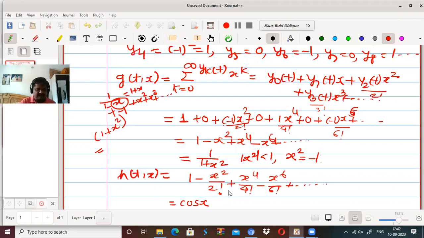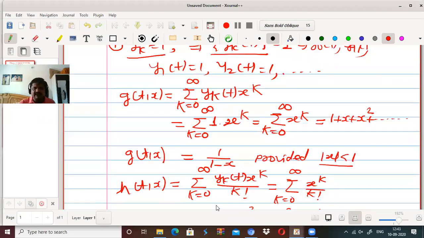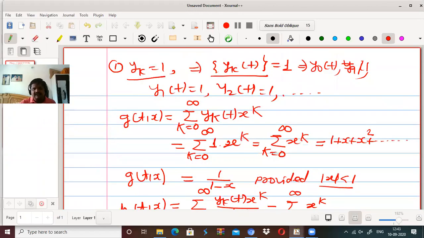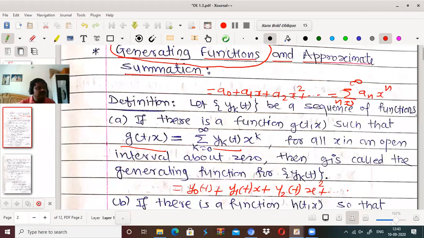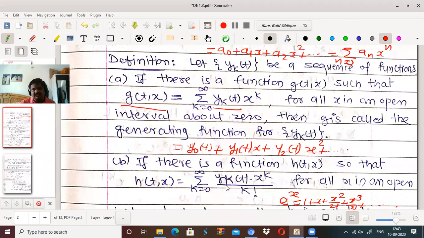For whatever functions you are given, you can find the generating function as well as the exponential generating function. So this is the method to find it: how to find generating function and exponential generating function. So in all what we have seen here, the definition of generating function is like this: G of tx equal to summation from k equal to 0 to infinity ykt x to the power k. And for the definition of exponential generating function, the only change is that generating function does not have divided by k factorial, exponential generating function has divided by k factorial. That is the only change.